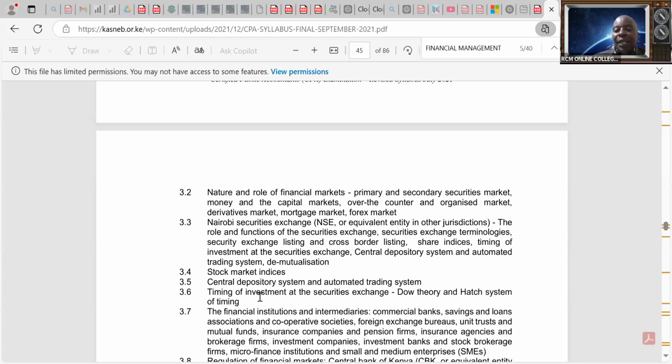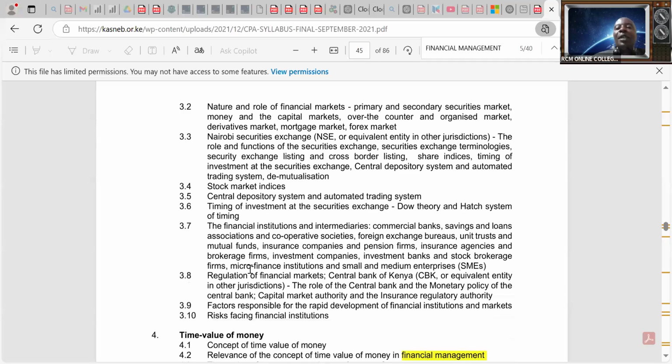3.7. The financial institutions and intermediaries: commercial banks, savings and loans associations, and the cooperative societies, foreign exchange bureaus, unit trusts, and mutual funds, insurance companies and pension firms, insurance agencies and brokerage firms, investment companies, investment banks, and stock brokerage firms, microfinance institutions, and SMEs.